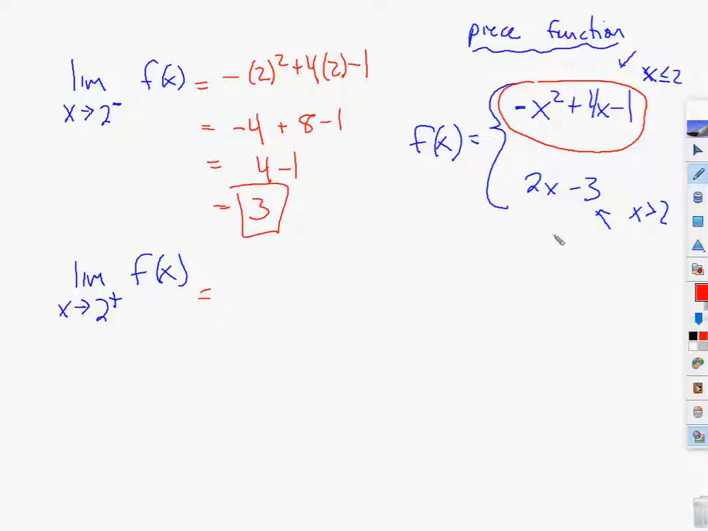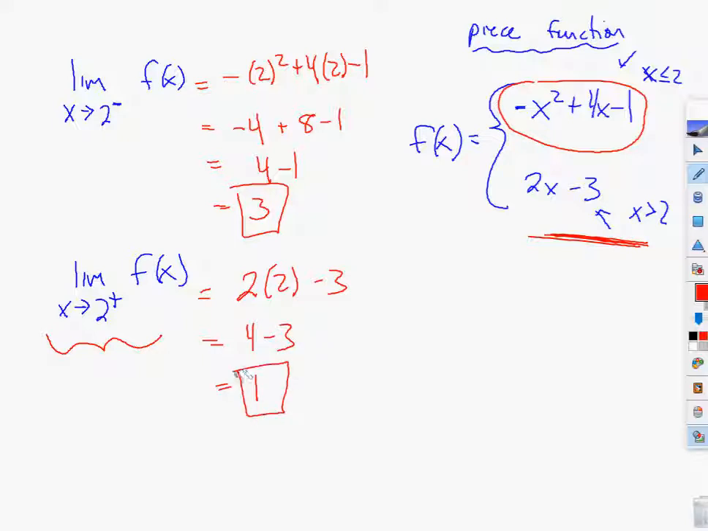And then I'll use this one for this because I'm coming from the right-hand side. The larger values, so this is defined for if x is bigger than 2. In this limit, by the way, the way it's written, x is always bigger than 2. Okay, it gets close to 2, but it's always bigger than 2. So that's what this function is. So I do 2 times 2 minus 3. So 4 minus 3, which is 1.